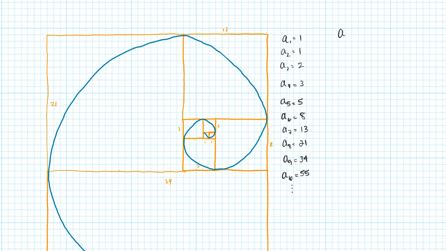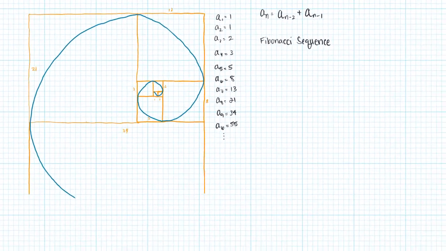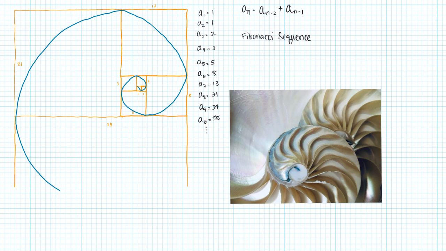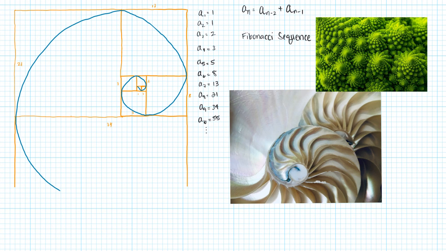A recursive formula for this sequence is that any nth term can be found by adding the two previous terms. So that's annotated using a sub n minus 2, so that is 2 terms before, and then a sub n minus 1, that's the term before that. This sequence actually has a name. It's a very famous sequence called the Fibonacci sequence.